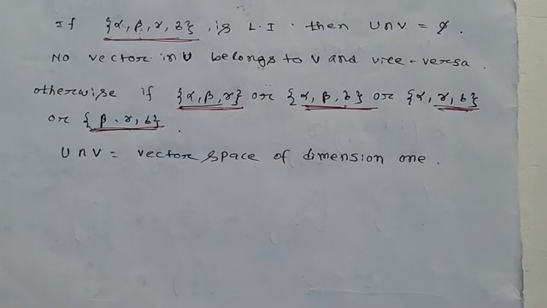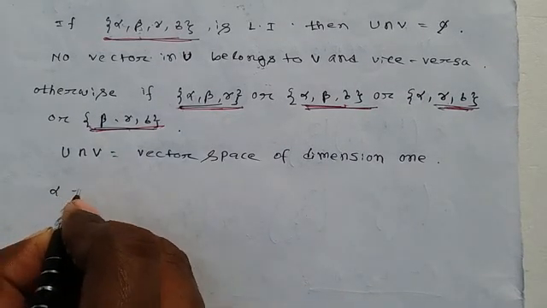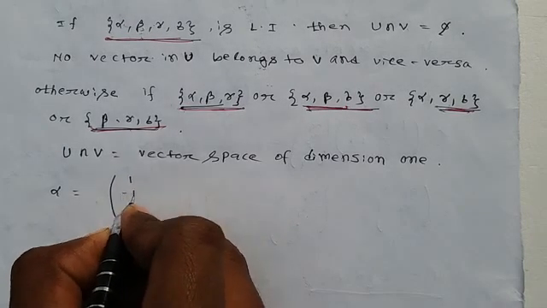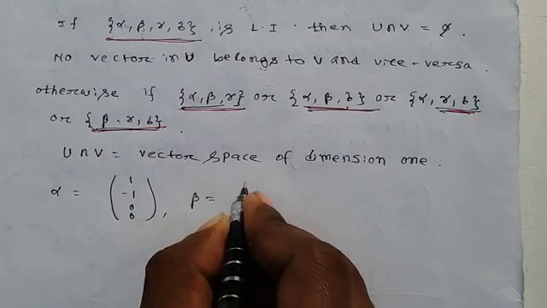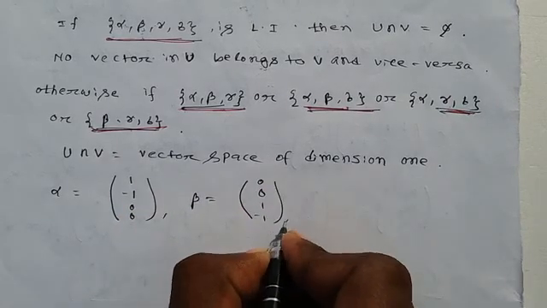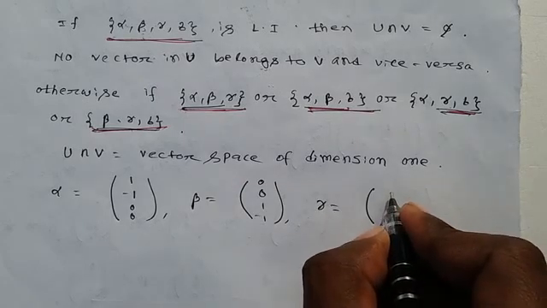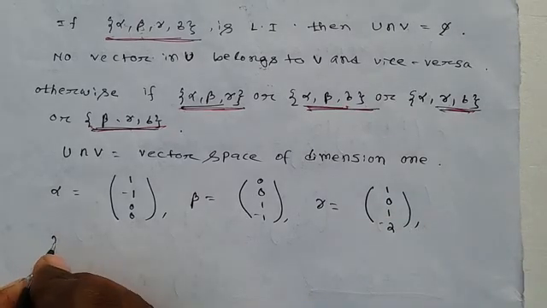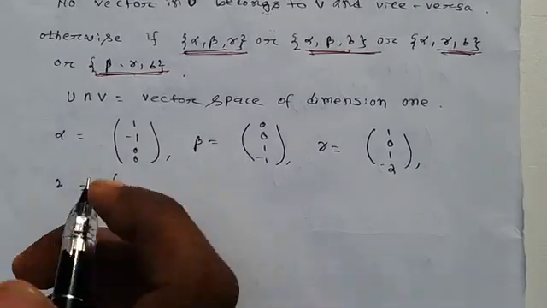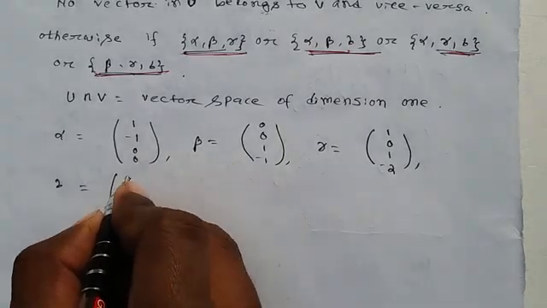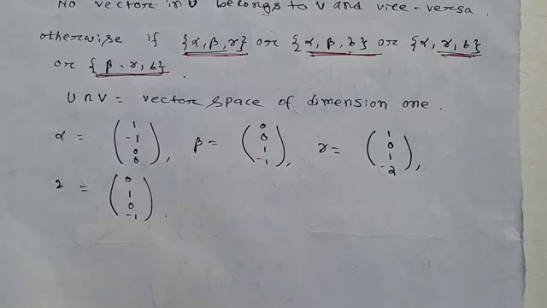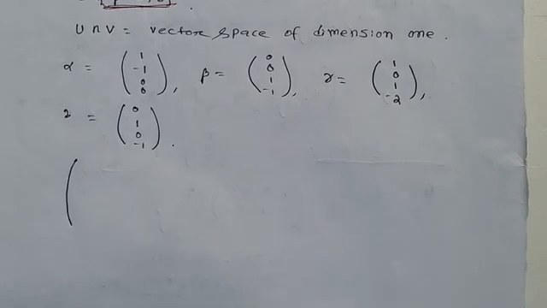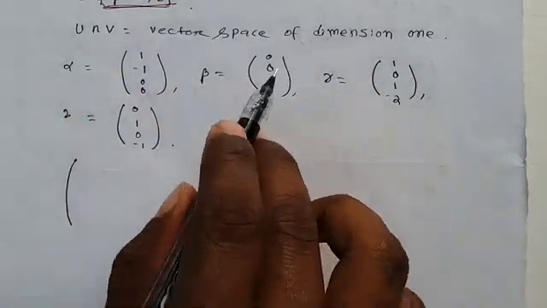And now we check. Here we have alpha, beta, gamma, delta. Alpha is 1, minus 1, 0, 0. Beta is 0, 0, 1, minus 1. Gamma is 1, 0, 1, minus 2, and delta is 0, 1, 0, minus 1. And now we find the dimension of this. We check whether this is linearly independent or not.